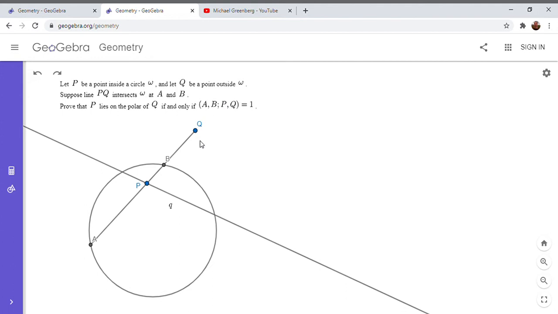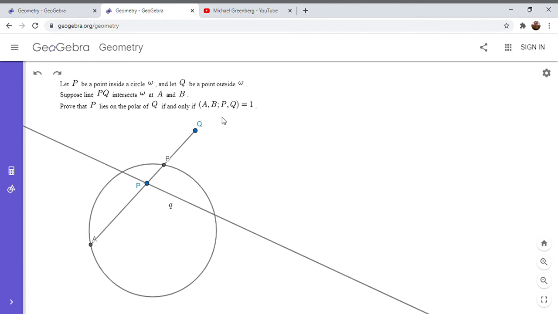Okay, so suppose that P is a point inside of a circle and Q is a point outside of the circle omega, and we draw the line PQ and we let it intersect the circle at A and B. Then it says that P lies on the polar of Q if and only if the cross ratio ABPQ is equal to 1. So if you'd like to try to prove this, feel free to pause the video.